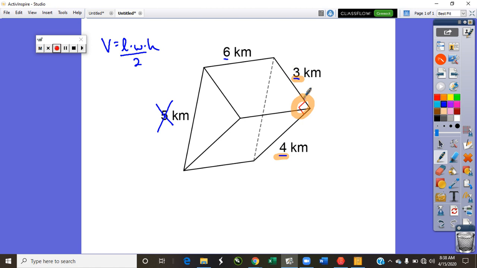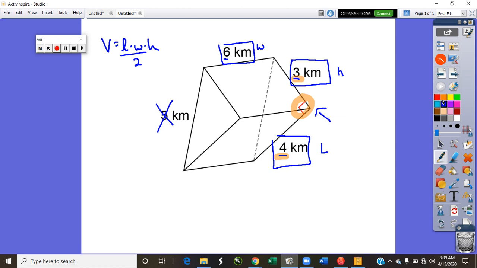I need a height of this triangular prism. Do I have one? Yes, I do. That's my height. I'll use a lowercase h. I need a length. Do I have a length of this thing? Yes, I do. It's right here. These are the 2 that form this right angle. You've got to look for the right angle every time you do a triangular prism, because in order to find the height of a triangle, you have to have a right angle. So these are the 2 dimensions I'm going to use. And then my last one is the width. Do I have a width of this triangle? Yes, I do. It's right here. That's going to be my width.